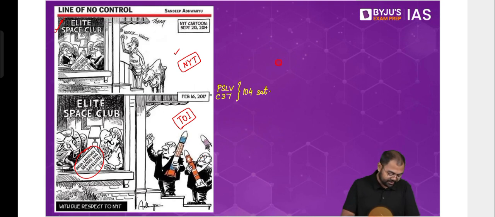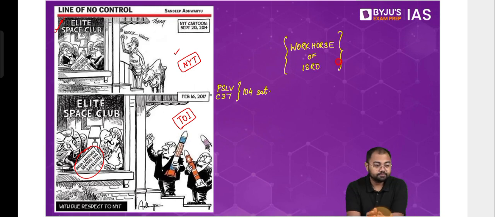So we understand that PSLV has been very successful, and for that very reason, it has also been called the workhorse of ISRO. We call PSLV the workhorse of ISRO because most of the significant launches have been done with the help of PSLVs, not only with regards to the low Earth orbit satellites, but also with Aditya L1, with the Mangalyaan mission, with the Chandrayaan 1 mission, with the Astrosat mission, with all the IRNSS satellites. For all these, we have used PSLVs. So PSLVs have been very, very important because of the success that they have shown, because of the revenue that they have been generating, and also because of the cost factor.